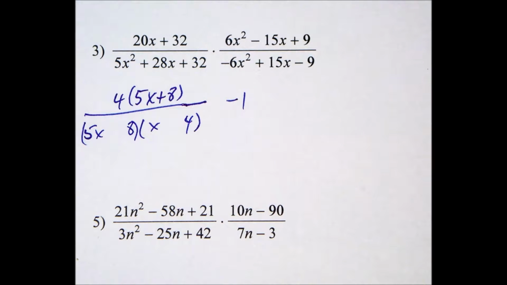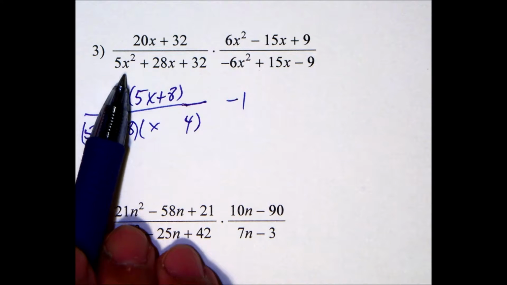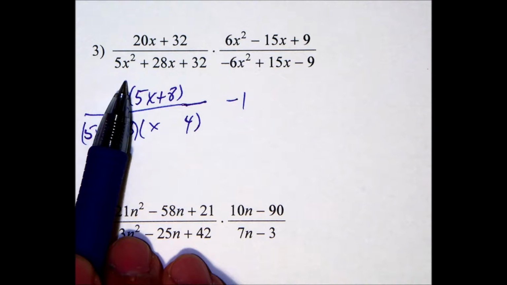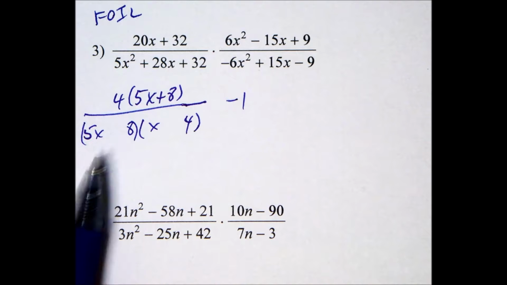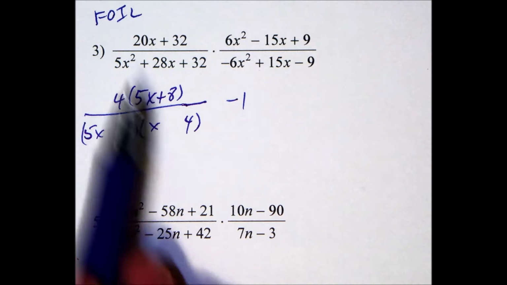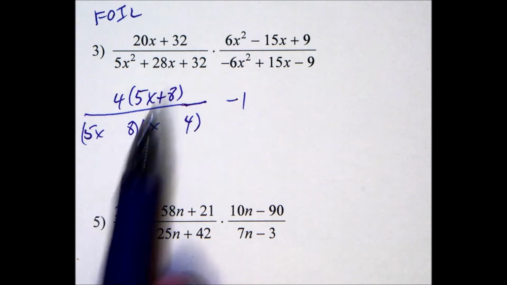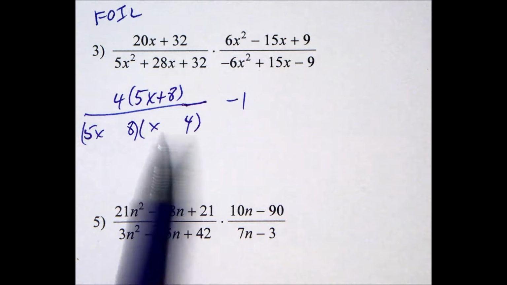Okay, let me pause a minute and go back and tell you where this came from. 5x times x comes from the fact that we have 5x squared. 5x times x gives me 5x squared. Remember the FOIL method for multiplying binomials? Right? So this 5x squared is the F part. So 5x times x is 5x squared. That's the F. The L, the last number, is coming from 32. 8 times 4 is 32.